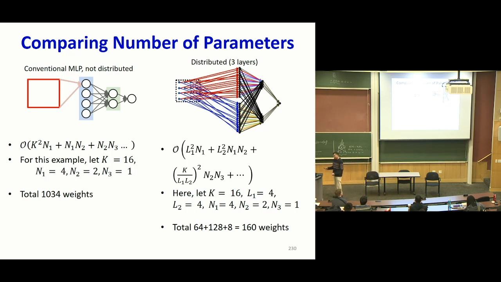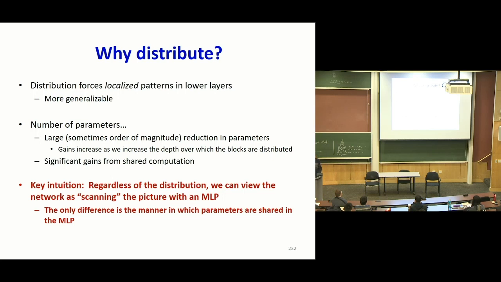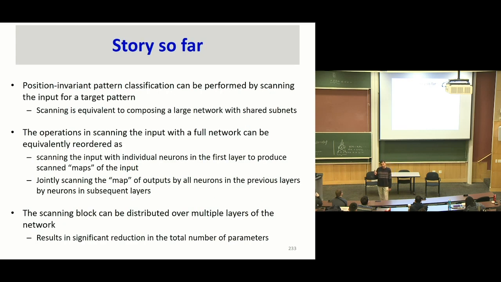Why distribute? Distribution forces localized patterns in lower layers, so it's more generalizable. The number of parameters can be greatly shrunk. And the key intuition here is that regardless of the distribution, we can view the entire network as scanning the picture with an MLP. The only difference is the manner in which the parameters are shared across the MLP. Questions?